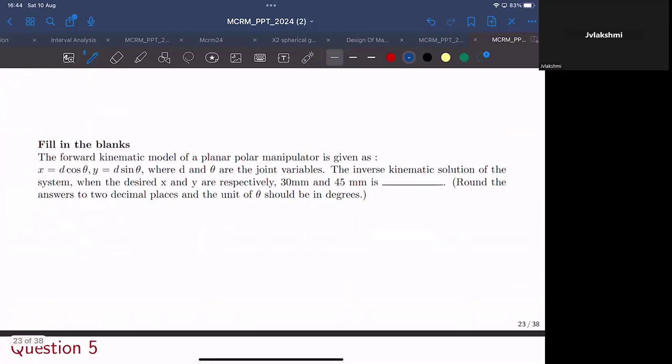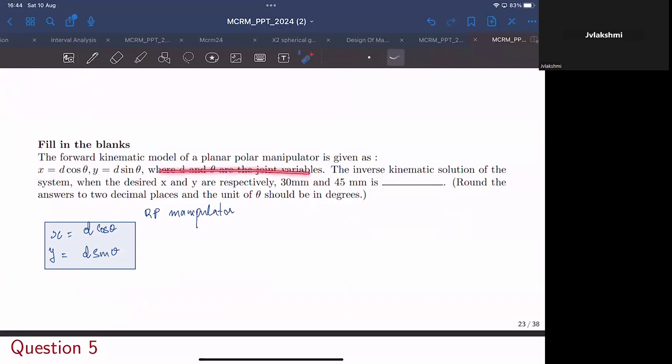the forward kinematic model of a planar polar manipulator is given as so and so. So I'll rewrite it over here. x is d cos theta, and y is d sine theta. So this planar polar manipulator, you can also call this an RP manipulator. Right? We have seen this example earlier, where d and theta are the joint variables.